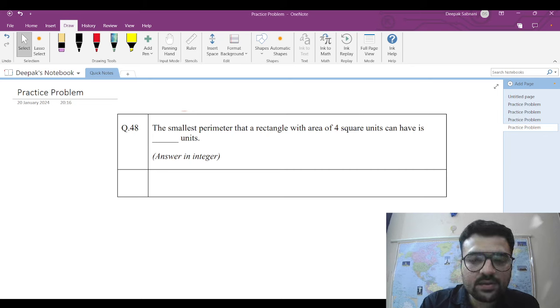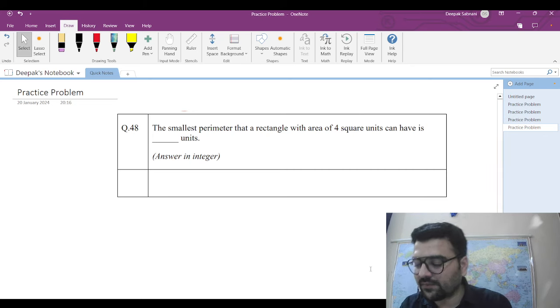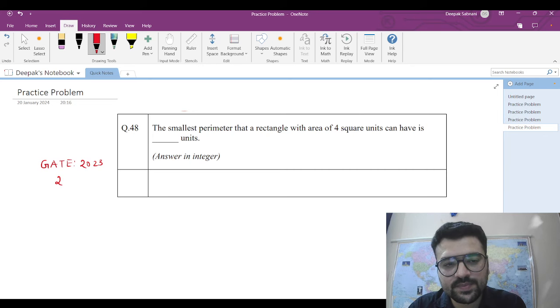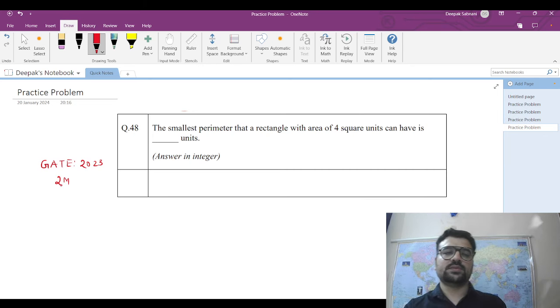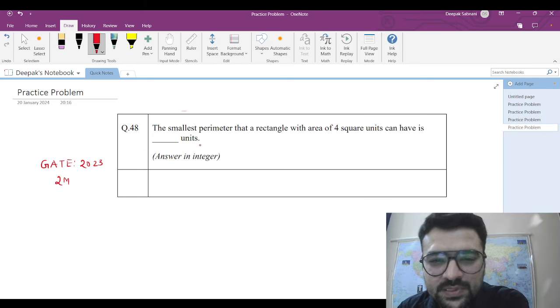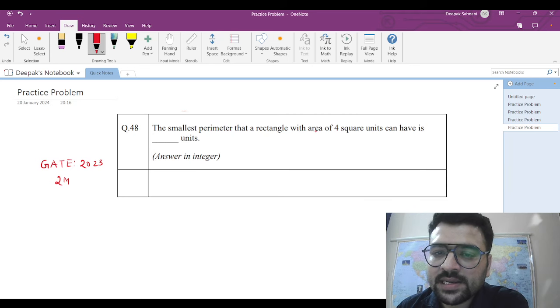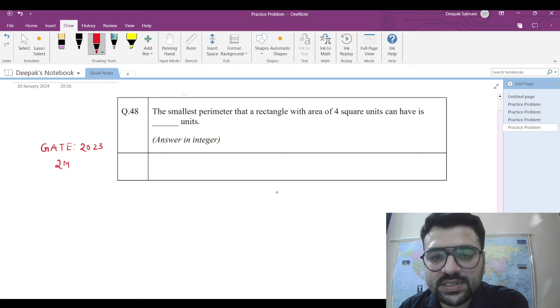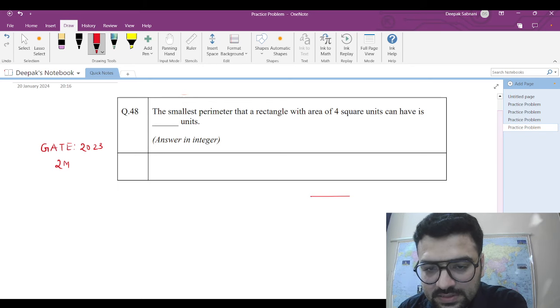And we are solving another maths problem which was asked in GATE 2023 of 2 marks. This was again asked in GATE 23 and it carries 2 marks. Okay, so let's solve the problem. The problem is: the smallest perimeter that a rectangle with area of 4 square units can have. So we need to find the smallest perimeter that a rectangle having cross section area 4 square units can have.